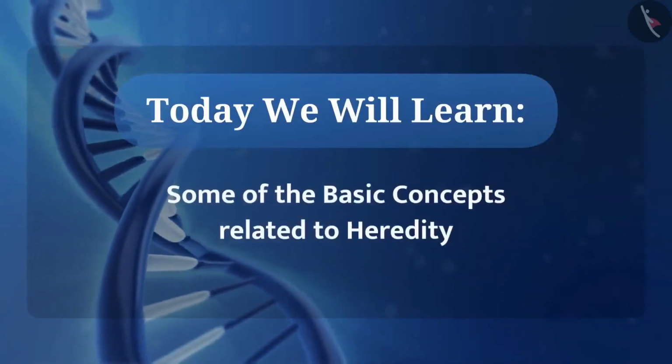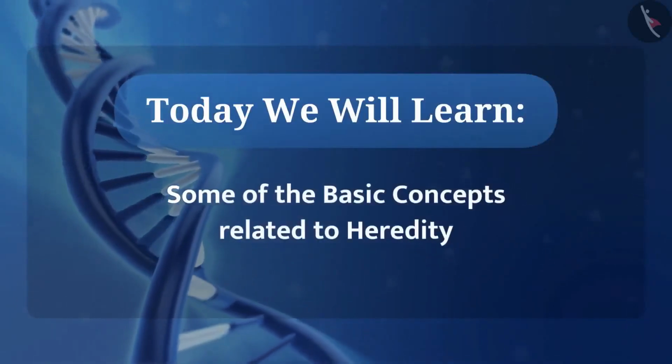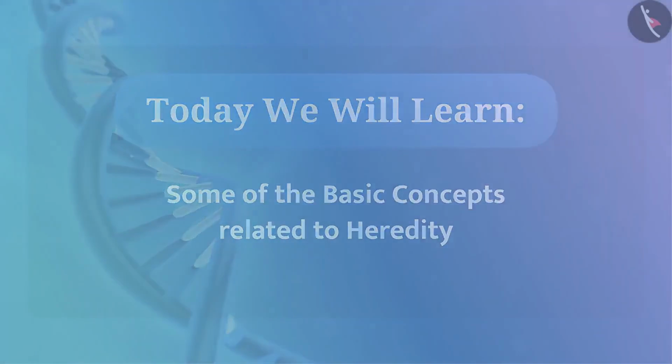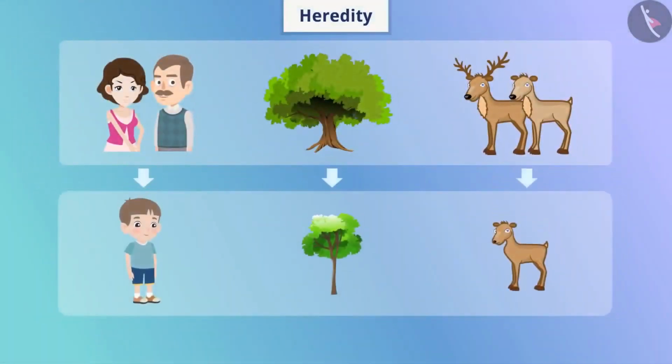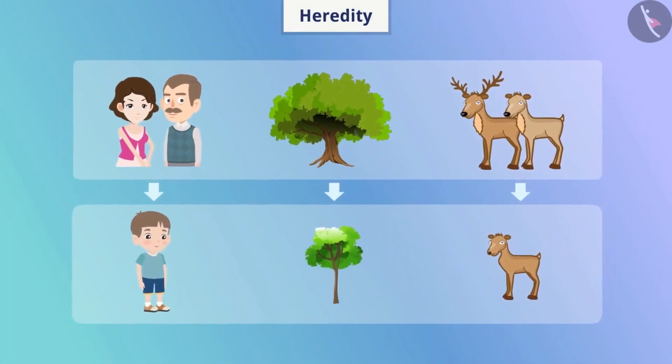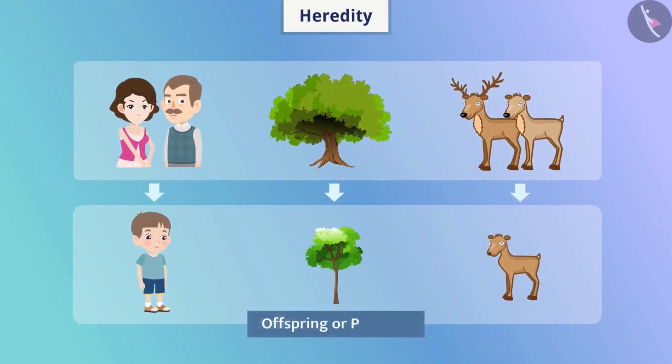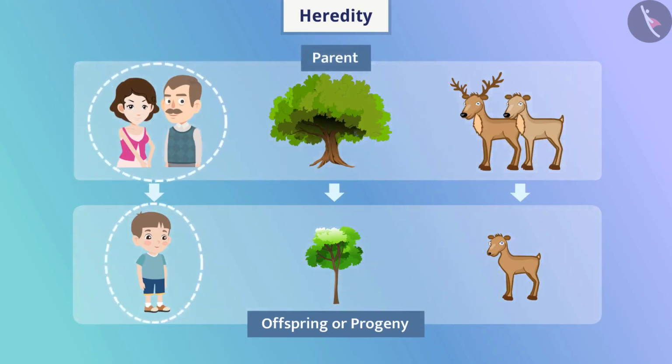Some of the basic concepts related to heredity. Each organism generates another organism similar to itself through the process of reproduction. We call the new organism offspring or progeny, and the organism that produces offspring is called parent. In appearance, the offspring matches its parents, but it is not a true copy of the parent.